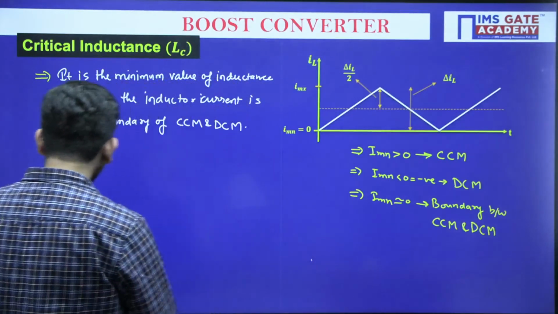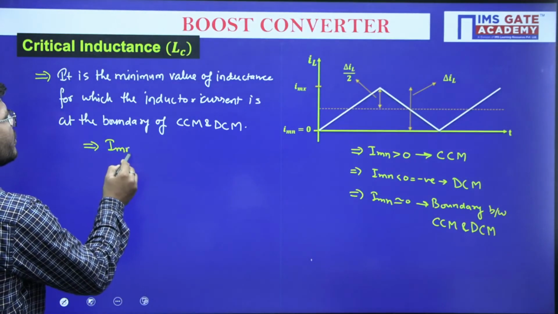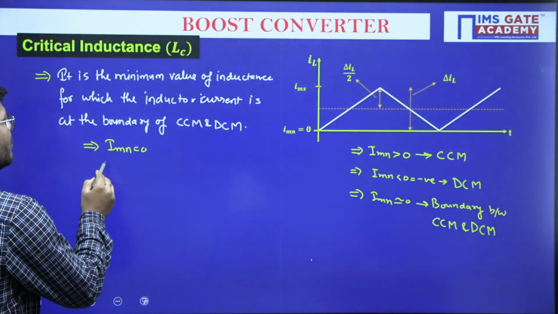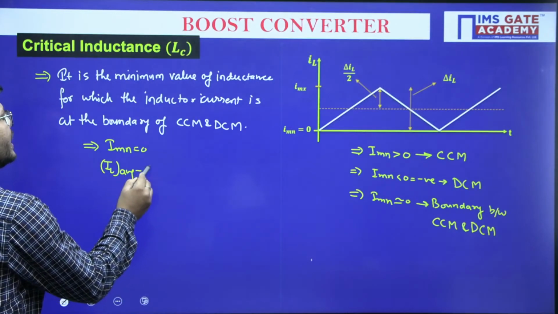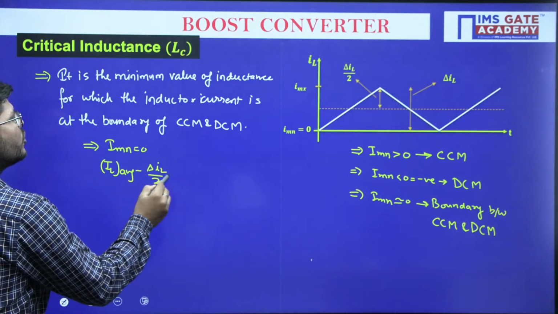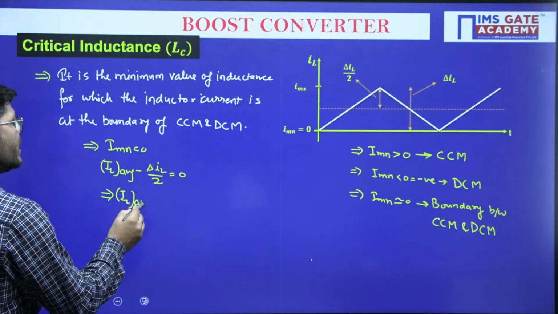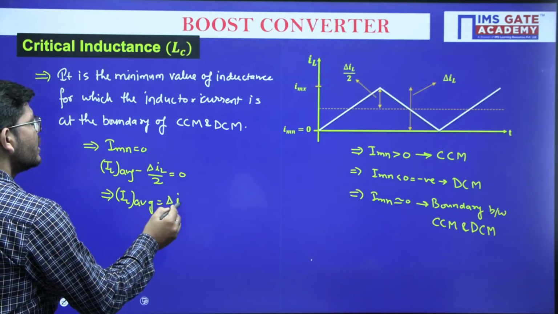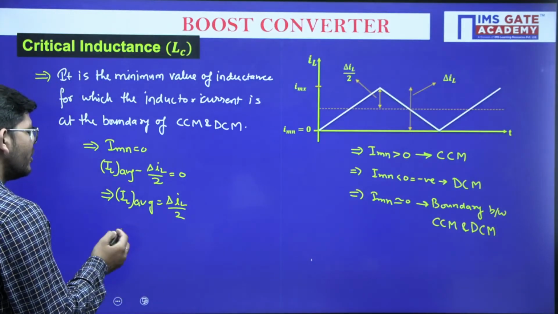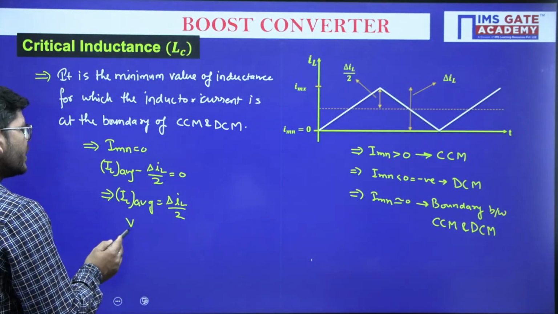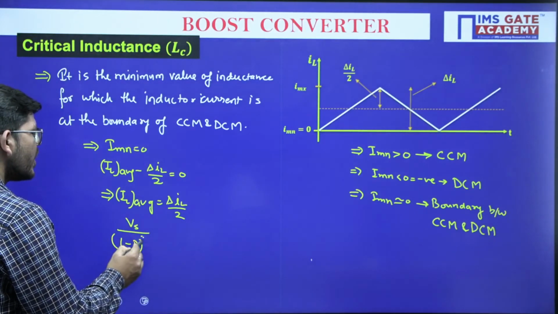So guys, if we are discussing the boundary, that means I minimum has to be 0. Now what is I minimum? I minimum is IL average minus del IL by 2, and that has to be 0. Or what we mean by that is that IL average has to equal del IL by 2. Now what is this IL average? IL average we have calculated, and it is found to be equal to Vs upon (1 minus D) square into R.